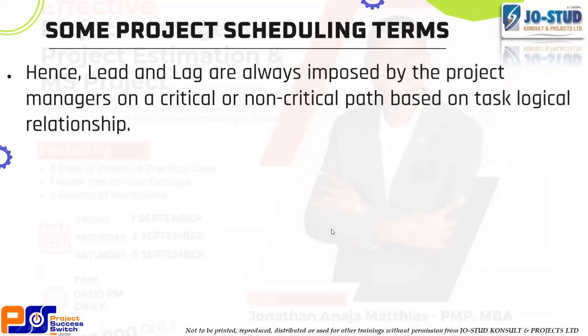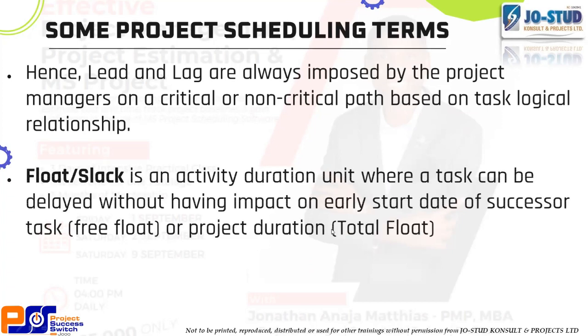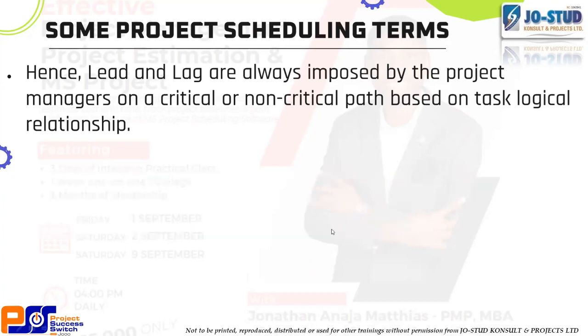Now, lead and lag are always imposed on projects by project managers on a critical or non-critical path based on task logical relationship. Now, let me just tell us what the critical path is. The critical path of a project is the longest path on a project. How do I illustrate that now? I will show us on MS Project. If I forget, remind me to show you what the critical path is.